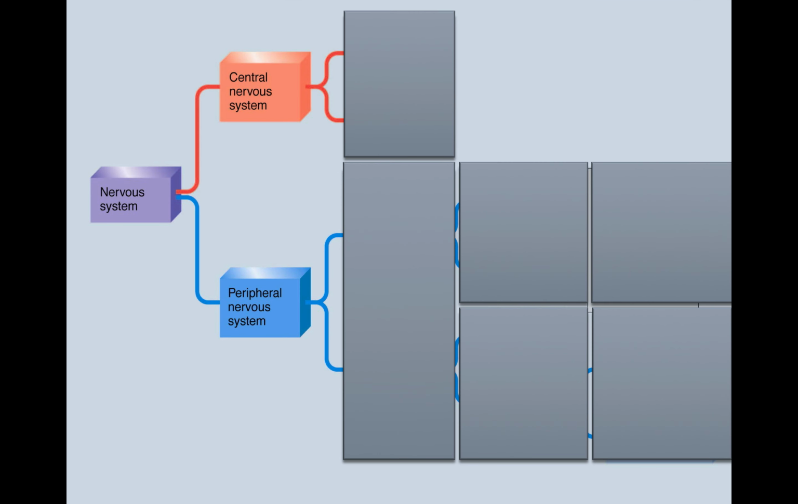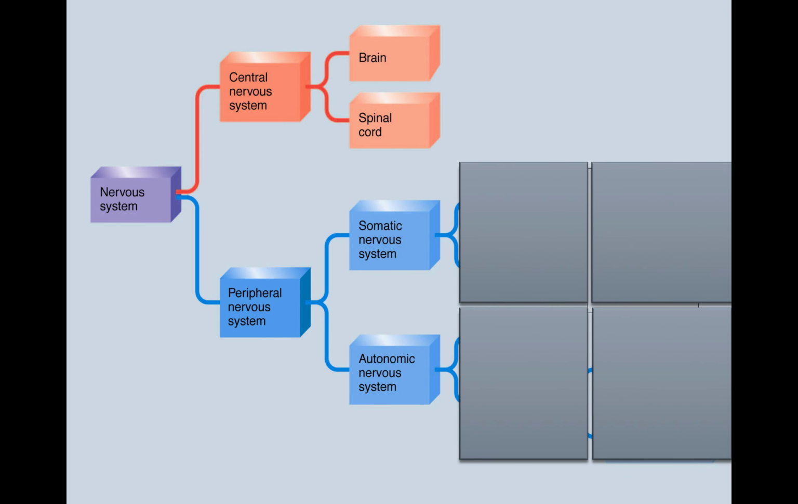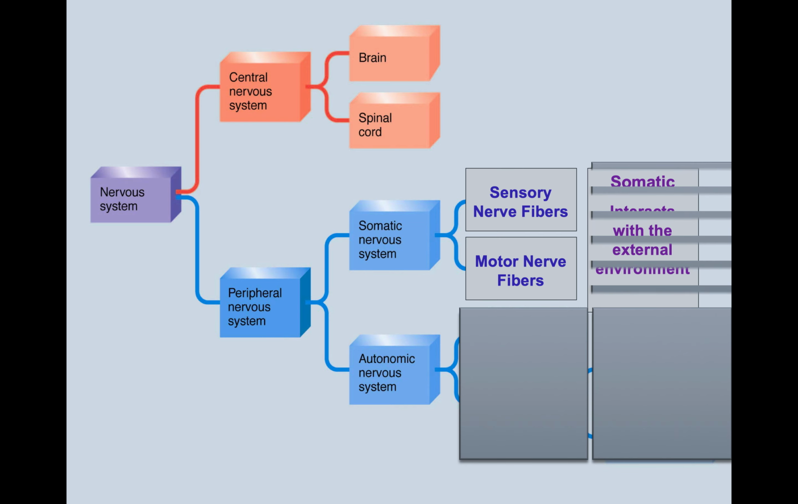So if we look at branches of the nervous system, the central nervous system, again, is divided into the brain and spinal cord. The peripheral nervous system can be divided into the somatic nervous system, which is involved in interacting with the external environment. It has both sensory and motor fibers. So, for example, it's involved in touch, seeing, hearing, and then movement when you actually interact with the external environment.